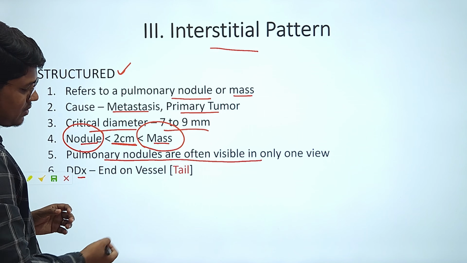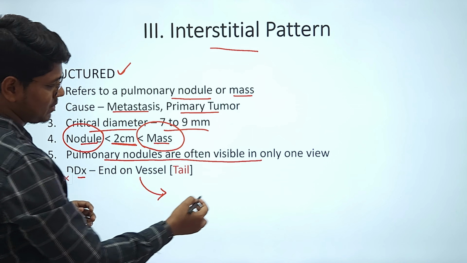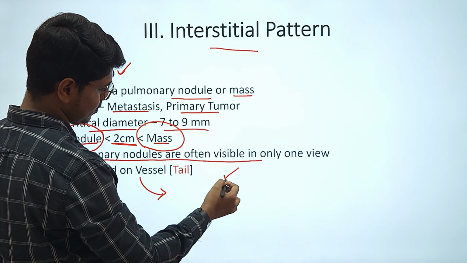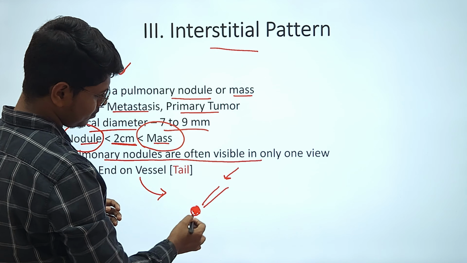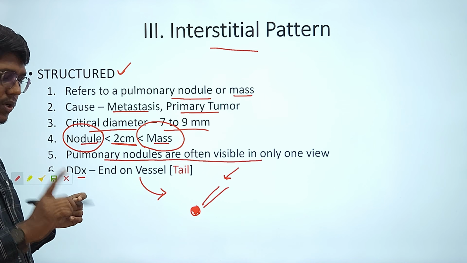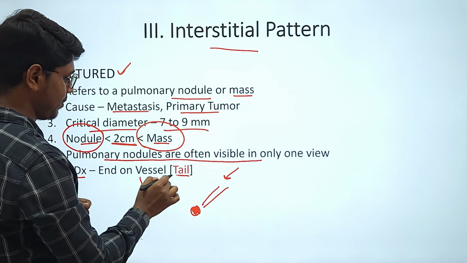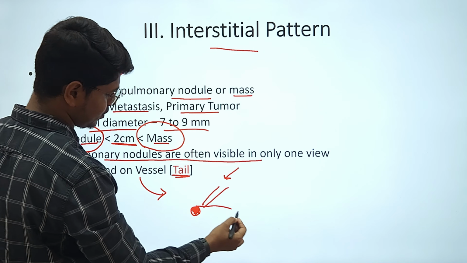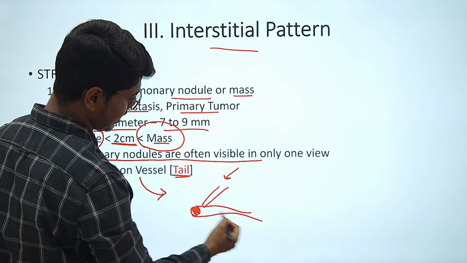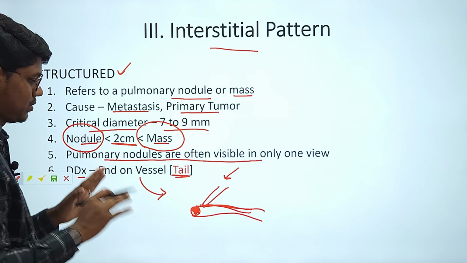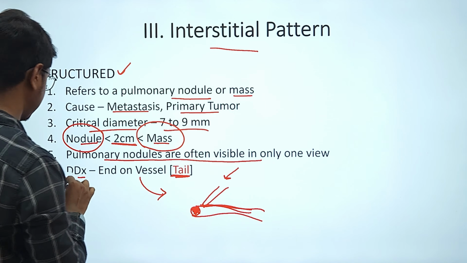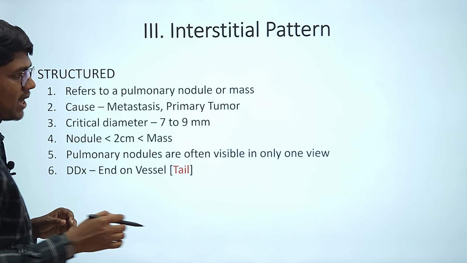Now the differential diagnosis is end on vessel. Sometimes when the beam strikes a vessel end on, it may produce a soft tissue opacity, which you may confuse with a nodule. But your differential is, you will find a tail attached to it, which is the elongation of the vessel. Okay, this is the tail. We will see some radiographs, don't worry. This is only the differential diagnosis regarding the pulmonary mass.